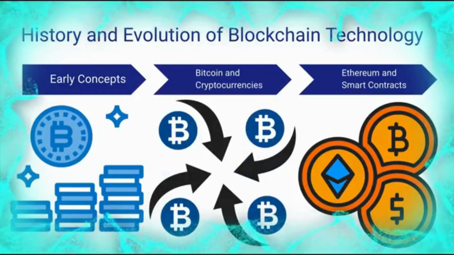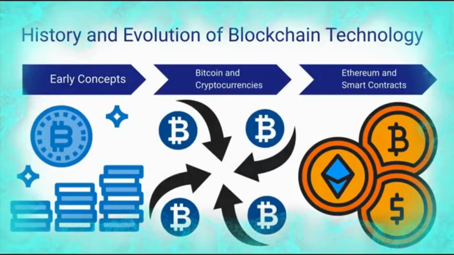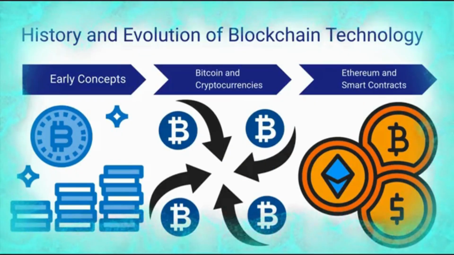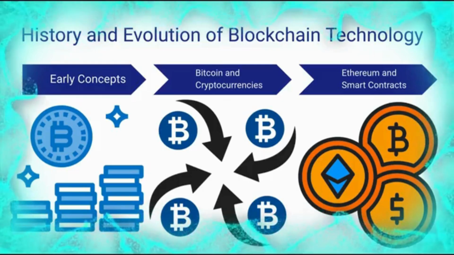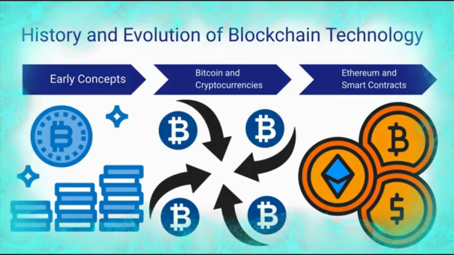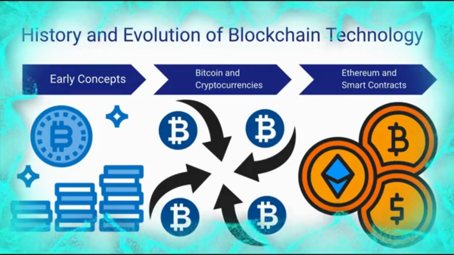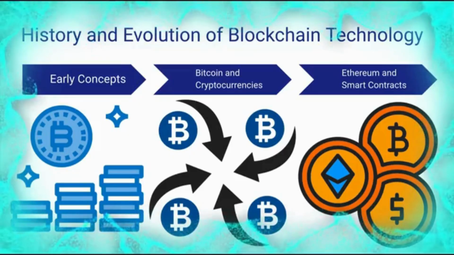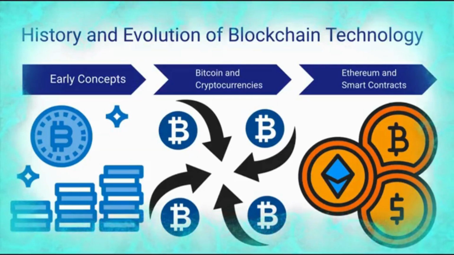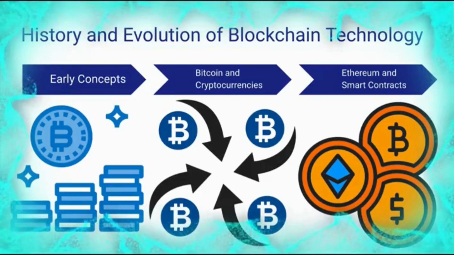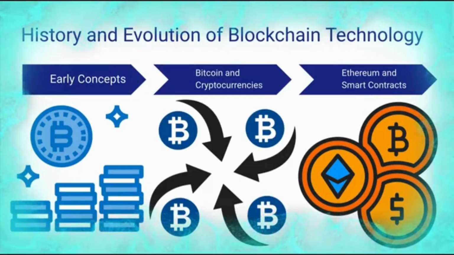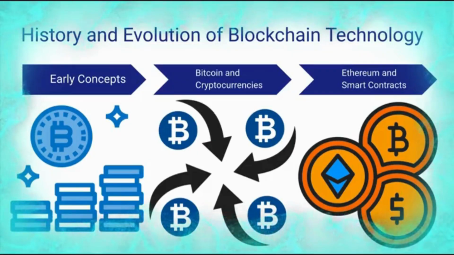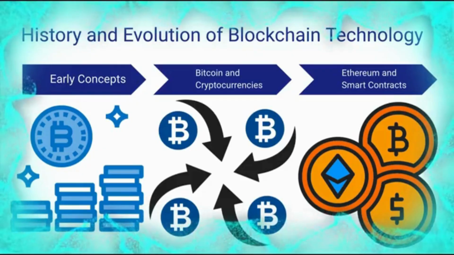Early concepts. The foundational ideas of blockchain technology can be traced back to the 1980s. However, the concept gained traction with the publication of the Bitcoin white paper in 2008 by an individual or group using the pseudonym Satoshi Nakamoto. Then comes Bitcoin and cryptocurrencies. The first implementation of blockchain was for the creation of the cryptocurrency Bitcoin. Bitcoin's blockchain served as the digital ledger for recording transactions without the need for intermediaries.